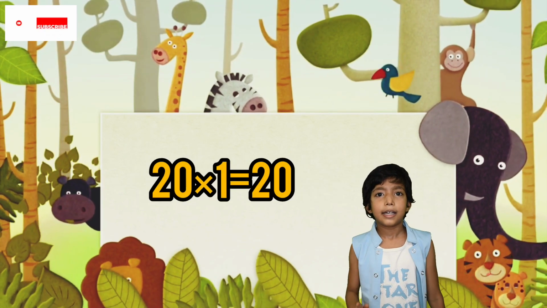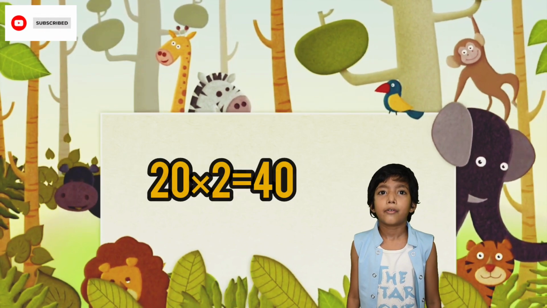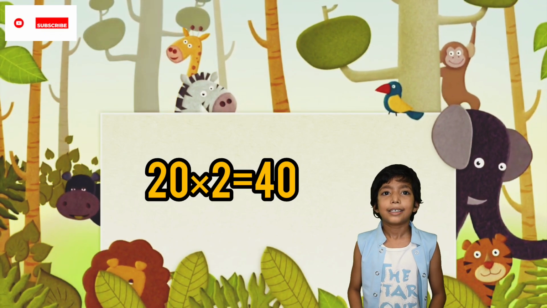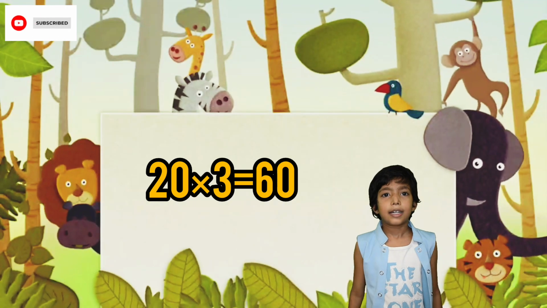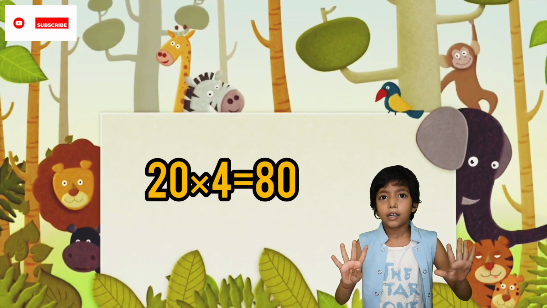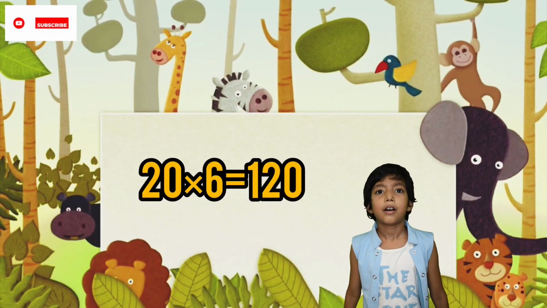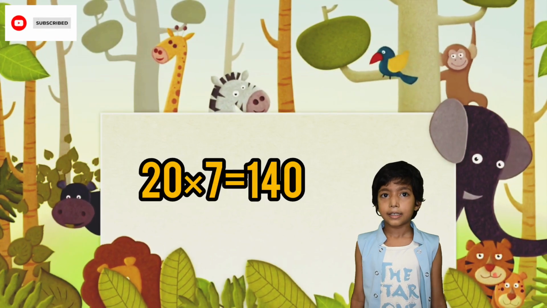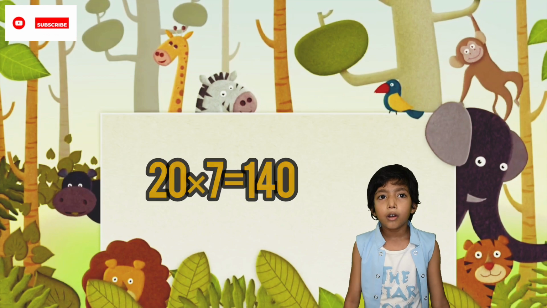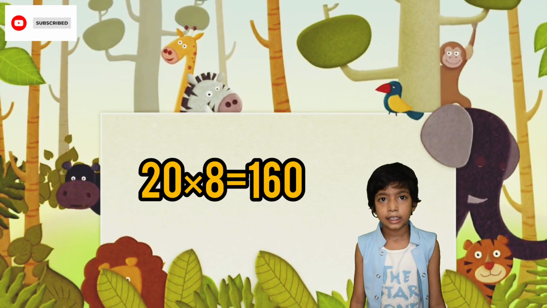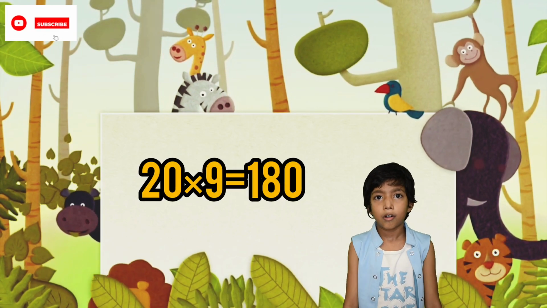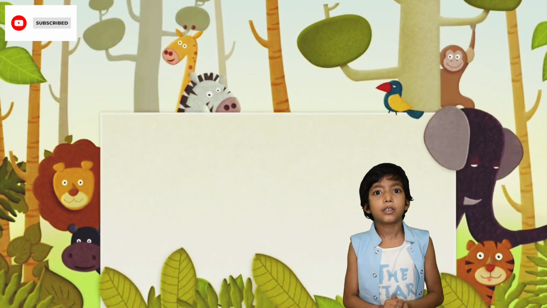Table of 20. 20 ones are 20. 20 twos are 40. 20 threes are 60. 20 fours are 80. 20 fives are 100. 20 sixes are 120. 20 sevens are 140. 20 eights are 160. 20 nines are 180. 20 tens are 200.